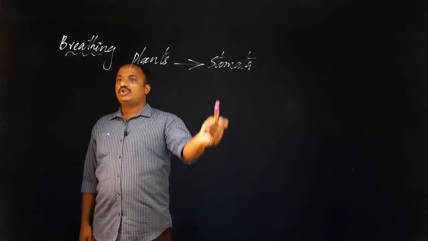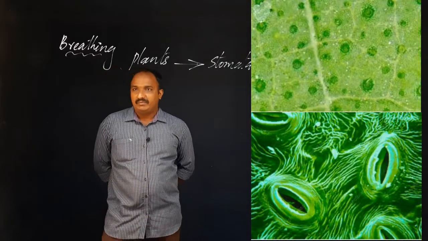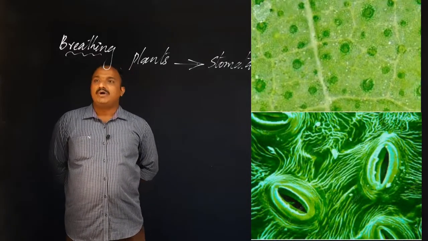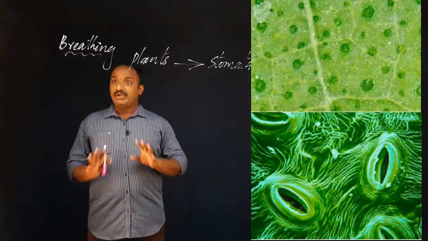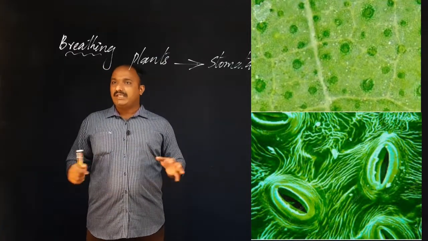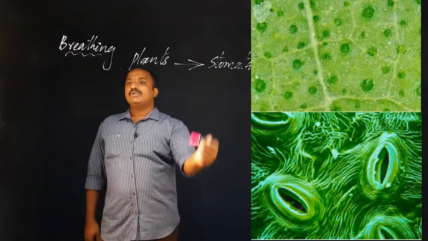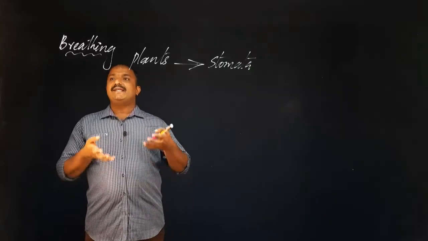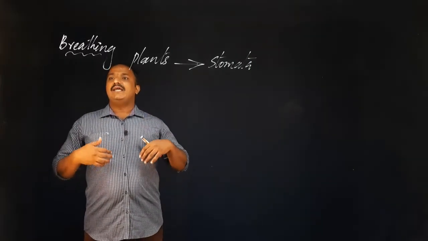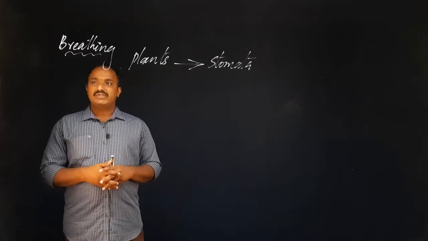They are called stomata. You just look at the screen now. I will show you a picture. There you can see very small holes. Such holes are called stomata. Many such holes are there on each leaf. That is what is called stomata. Through these stomata, air enters into the plant and air goes out of the plant body.